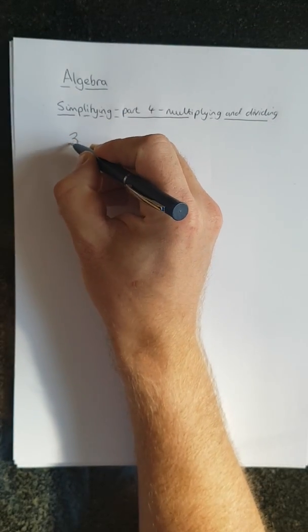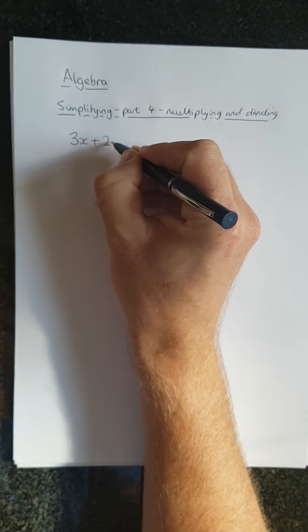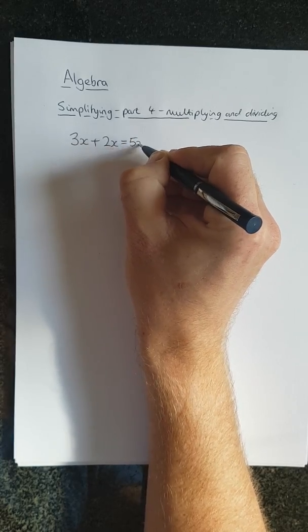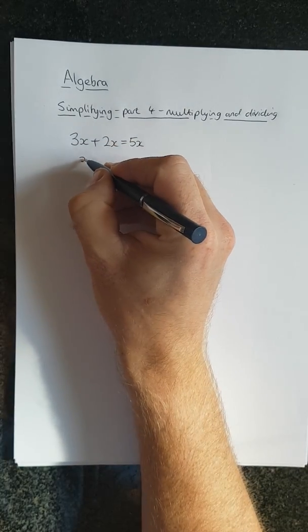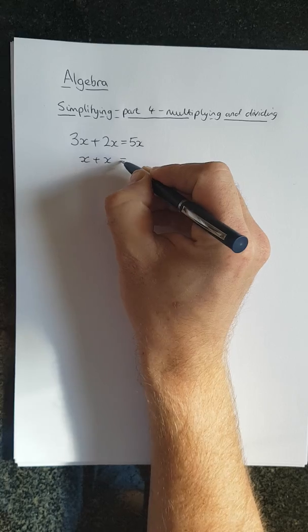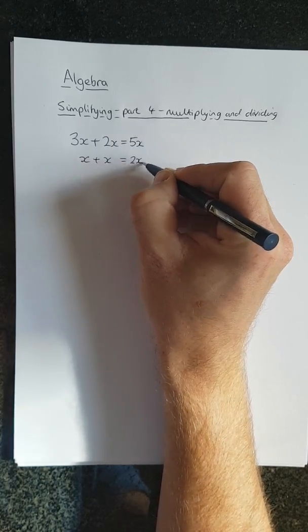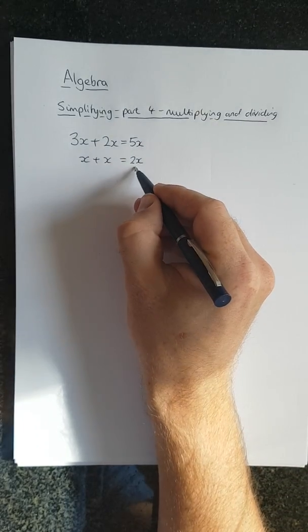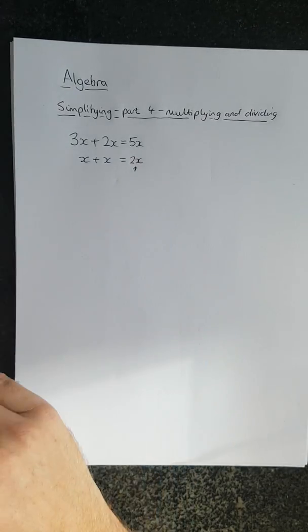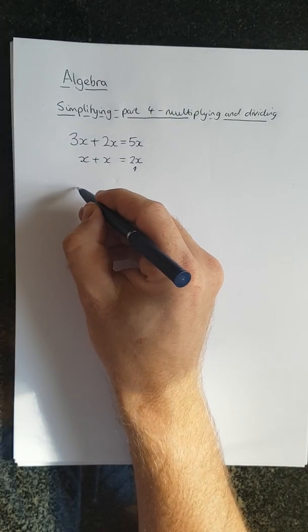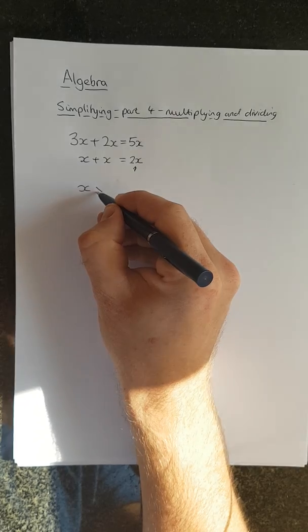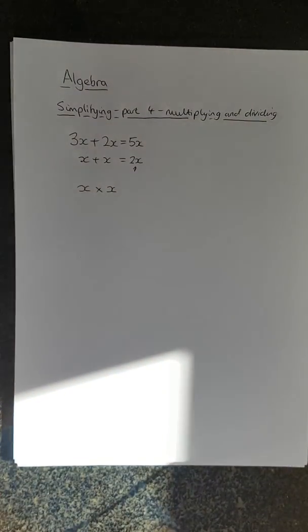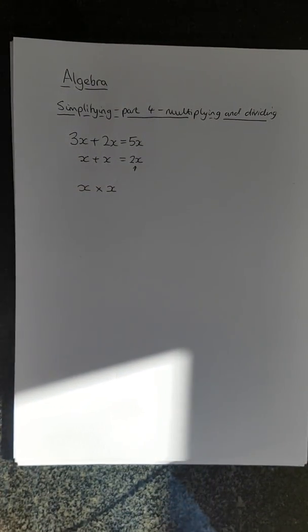Okay, let's look now at simplifying where it's multiplying and dividing. We've previously established that x plus 2x is 5x, which came from x add x being two lots of x, where we don't write the multiplication. So, what about x multiplied by x? What do we do here?